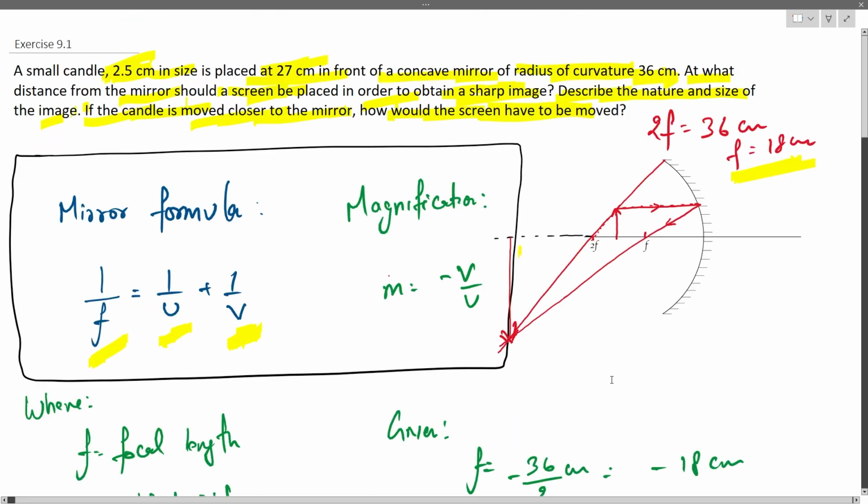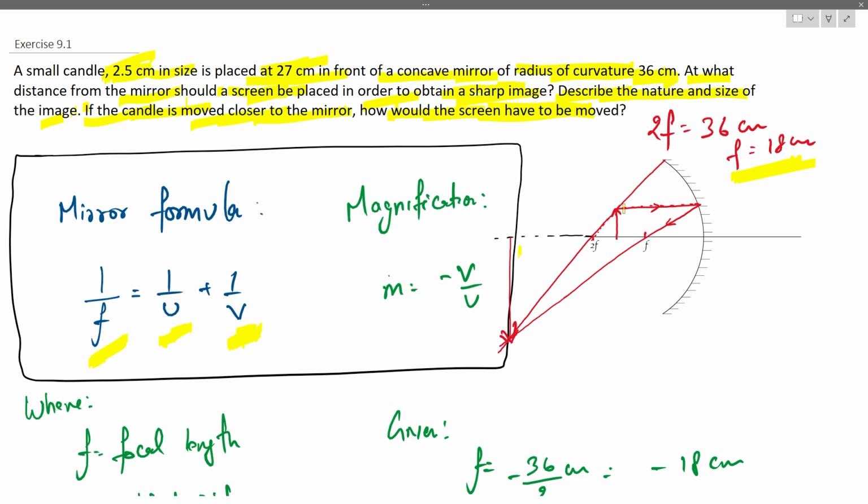We can also see this from the ray diagram over here. At first we have taken the ray parallel to the principal axis, which is reflected passing through the focus, and the second ray is taken passing through the center of curvature. It will retrace the incident ray, and since two rays must meet to form an image, the image will form over here with a value of v equals minus 54 centimeter.